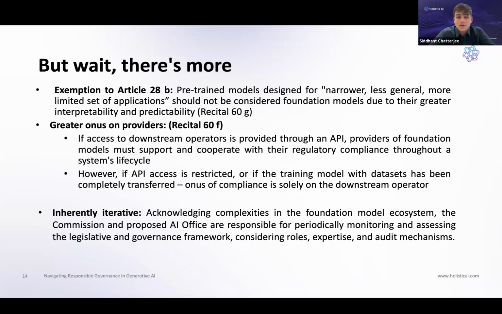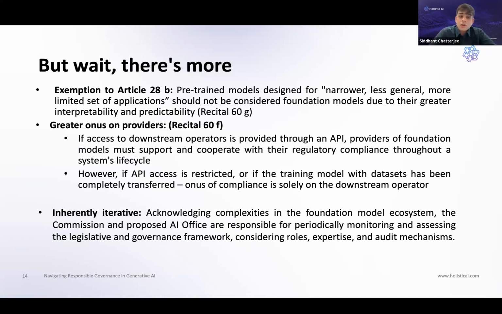However, that is not all. There is an exemption to Article 28B, where the EU AI Act under Recital 60G says that pre-trained models designed for a "narrower, less general, more limited set of applications" should not be considered foundation models, and therefore will not be under the purview of 28B due to their greater interpretability and predictability.